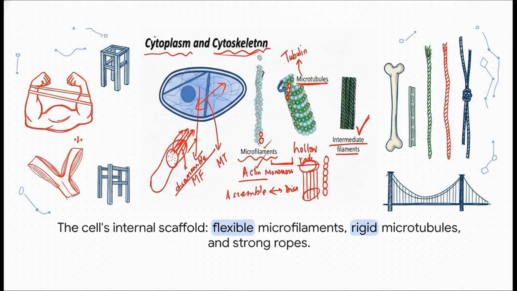You've got your microfilaments. Think of those as the cell's muscles. Then you have these rigid, hollow microtubules. Those are the bones, the steel girders holding everything up. And finally, you have intermediate filaments, which are like these unbelievably strong ropes that give it tensile strength. This whole internal network is what allows eukaryotic cells to have all these complex shapes and even to move.